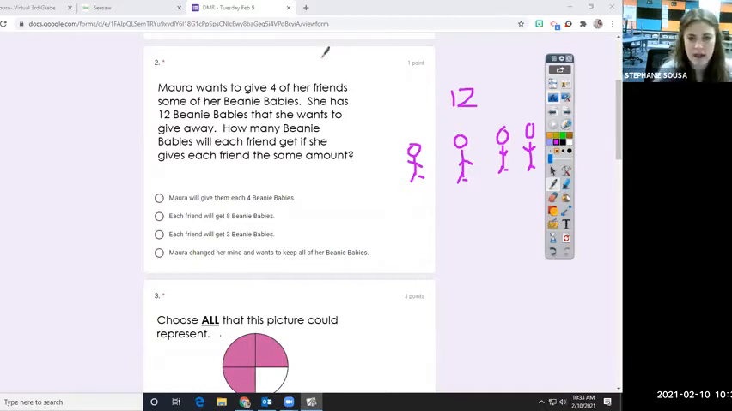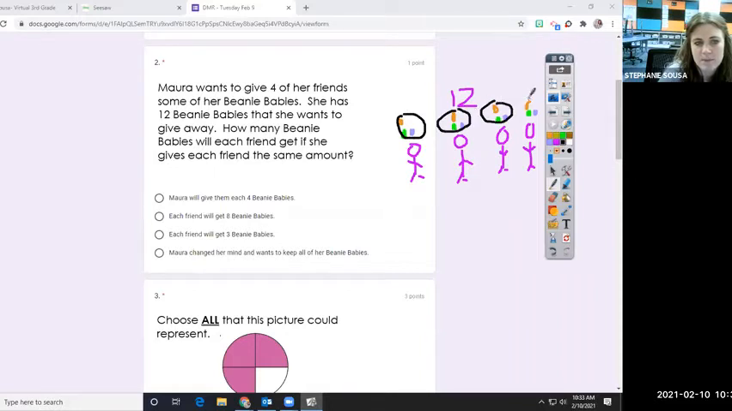So now she's got friends, okay? How many Beanie Babies will each friend get if she gives them the same amount? When I solve this, I can give 1 Beanie Baby to this friend, 1 to this friend, 1 to this friend, 1 to that friend. That's 4. 5, 6, 7, 8, 9, 10, 11, 12. And each friend got a group of 3 Beanie Babies. So this was a division equation. 12 Beanie Babies divided by 4 friends gives us 3 Beanie Babies per person.